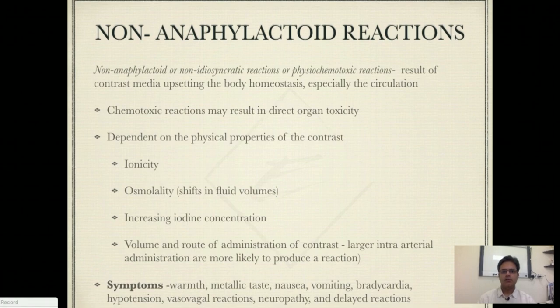Another type of reaction which we see is non-anaphylactoid reactions, which are based on the physiochemical properties of the contrast agent. When we talk about physiochemical properties, we talk about whether they are ionic or non-ionic, what iodine content they've got, what the osmolality is, what dose we have used, and how this dose has been given, I mean by what route. All these factors influence the generation of symptoms such as vasovagal episodes, a warm sensation or a metallic taste. So these are all types of non-anaphylactoid reactions.